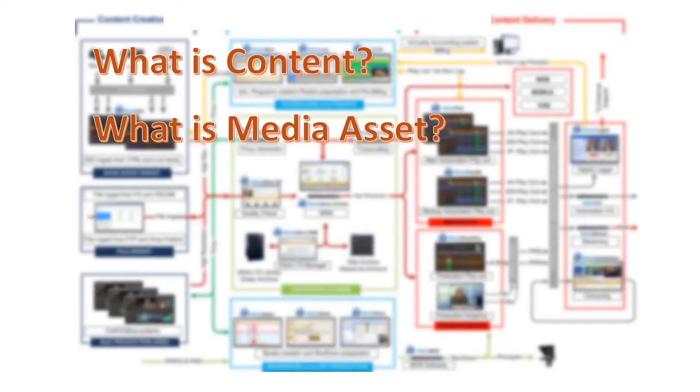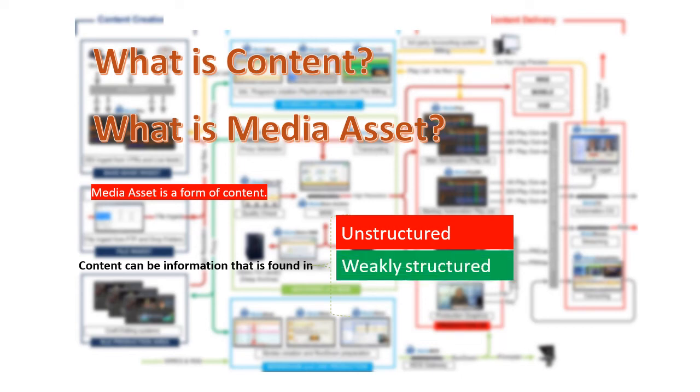Let's turn to media assets and content. In most fundamental form, a media asset is a form of content. Content can be information that is found in unstructured, weakly structured, and highly structured forms. These forms of information, as media assets, are made available to users through the physical components of electronic storage, networking, and serving systems. These assets may be used by both humans and machine-based entities.